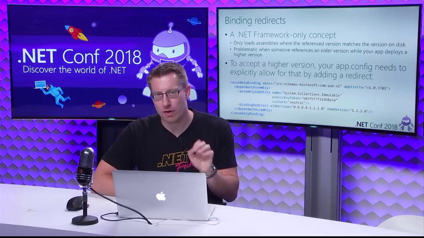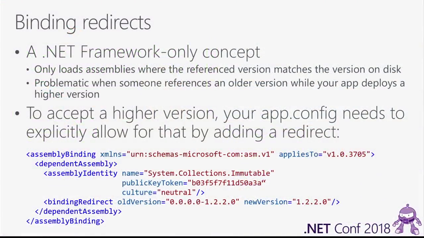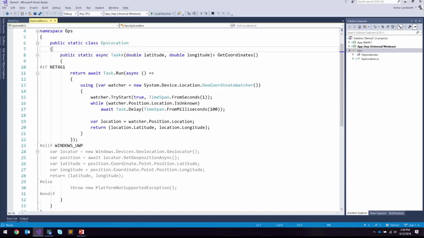If you build for 1.00 and you deploy a 1.01 or a 1.1 or a 2.0, it doesn't matter. If the version numbers don't match, it will reject the load by default. Now you can tell the system to say, yep, a higher version is fine. But in order to do that, you have to write this XML island here. And of course, that is pretty annoying. So let's talk about how we can make this easier. So I have a demo for that as well.